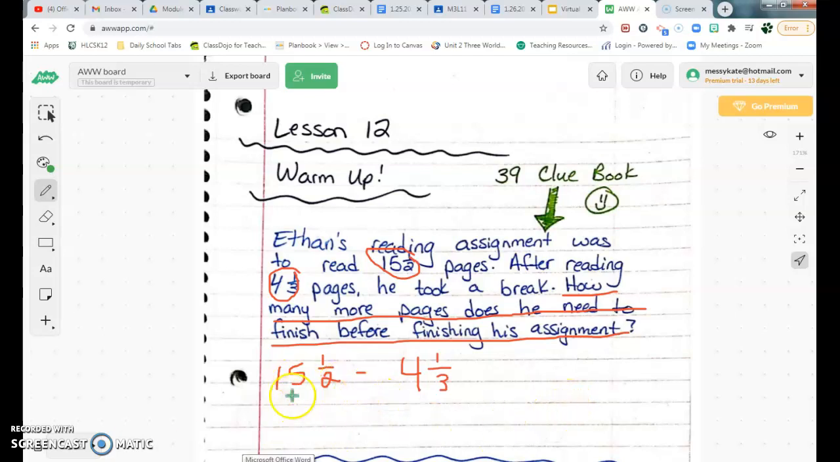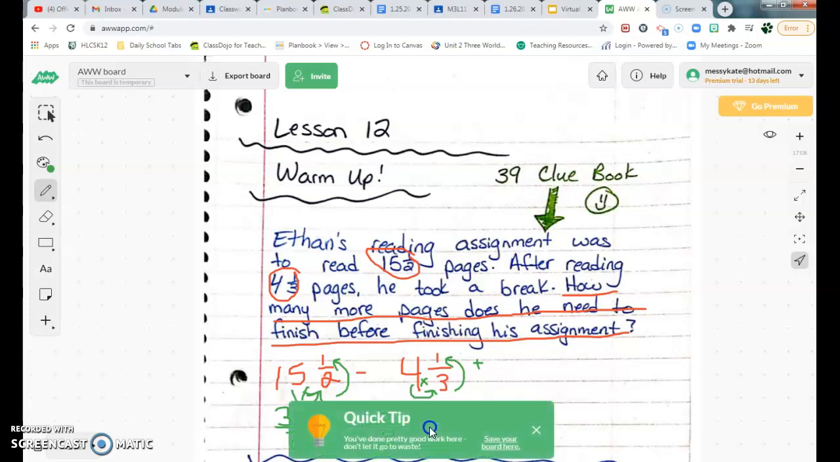So I'm going to start off by saying 15 times 2. I know 15 times 2 is going to get me 30. 30 plus 1 is 31. So down here I have 31 over 2, minus 4 times 3, which is going to get me 12. 12 plus 1 is going to get me 13. So I've got 13 over 3.